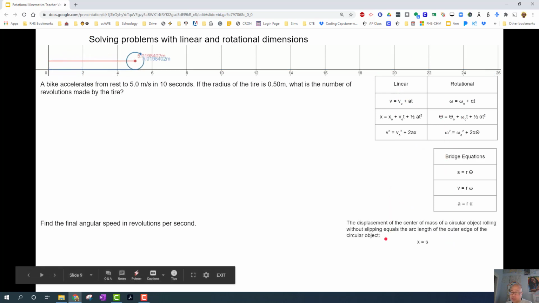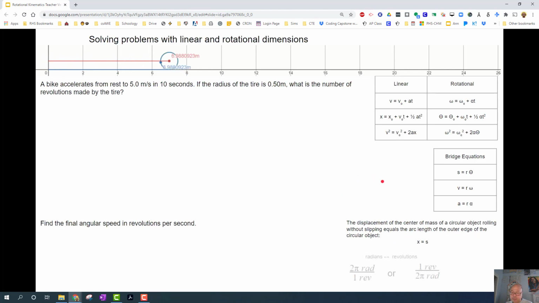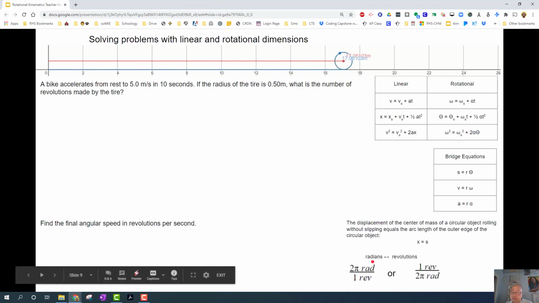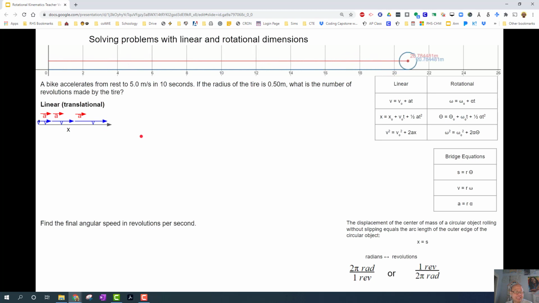We need to also remember that the displacement of the center of mass of a circular object rolling without slipping equals the arc length of the outer edge of the circular object. And finally, we need to know how to convert from radians to revolutions and from revolutions back to radians. So just like we used to do in our linear world, where we looked at the linear displacement, velocity, and acceleration, we need to draw a motion map.